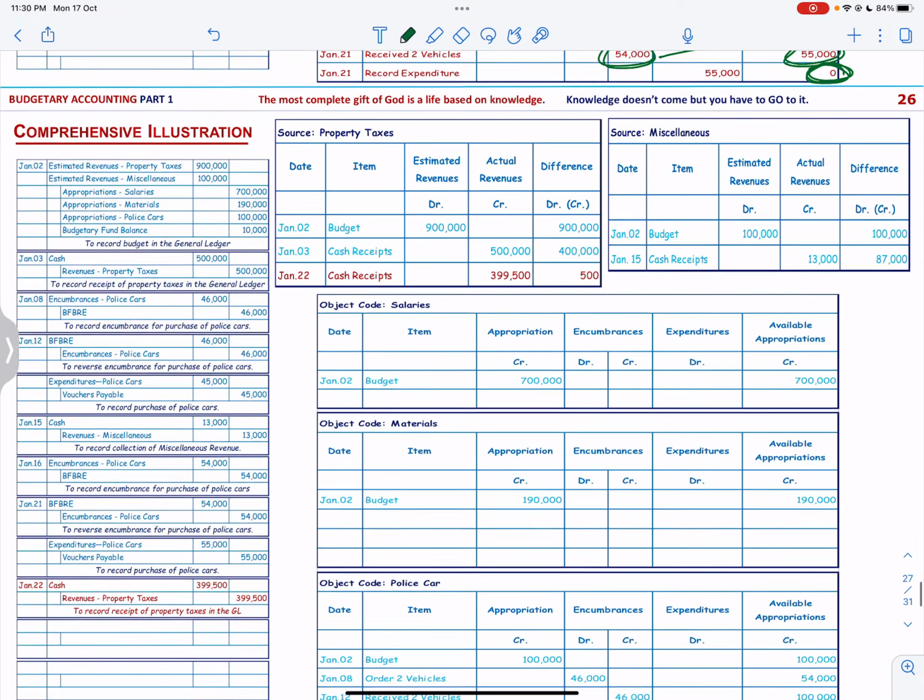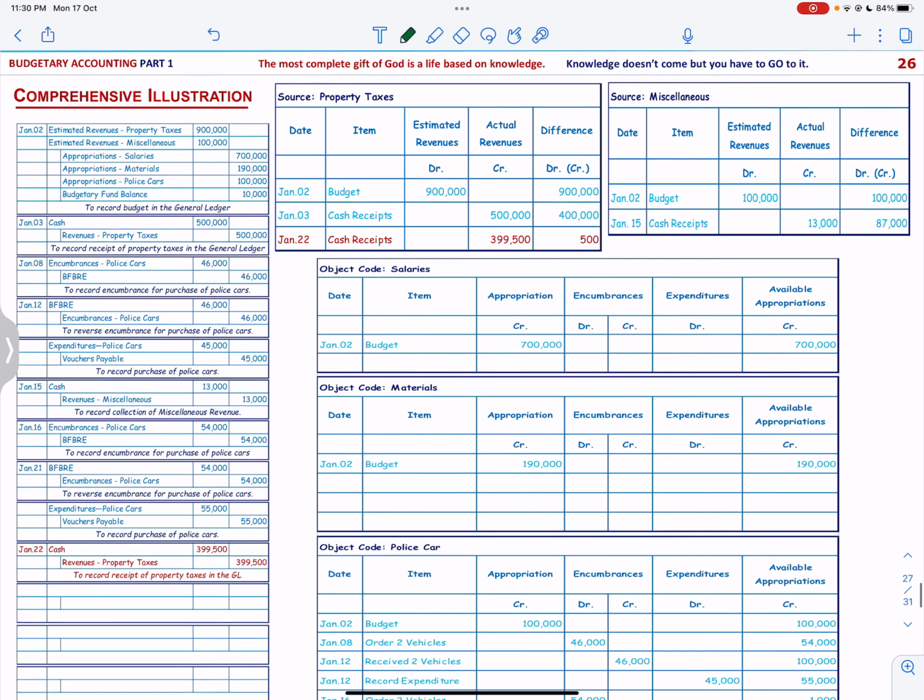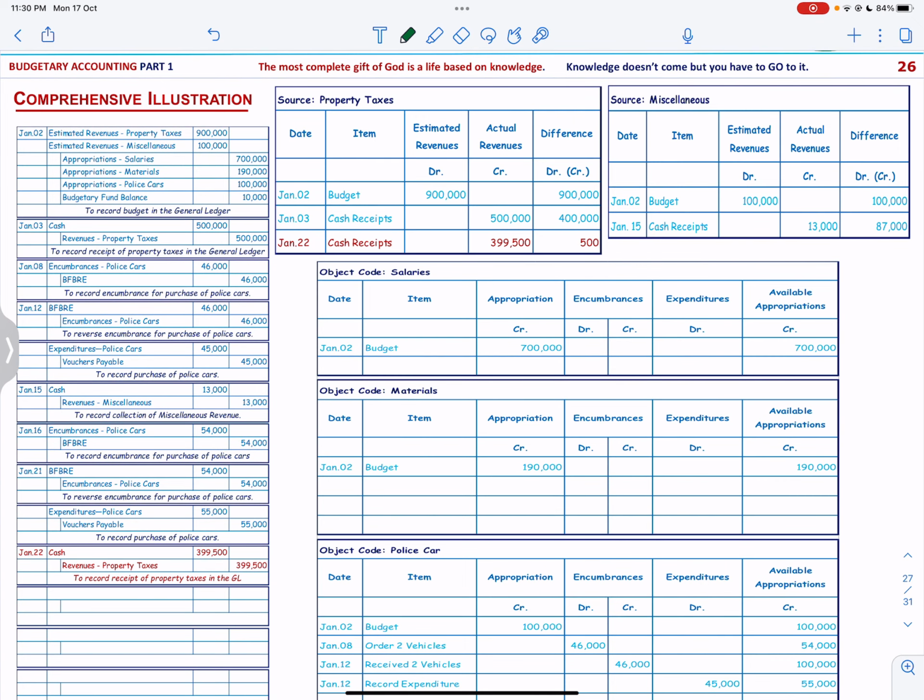Okay, next is we are receiving cash from property taxes for 399, and you see cash received is there. So of 399, and now we are left with 500 more to be collected from property taxes during the year.